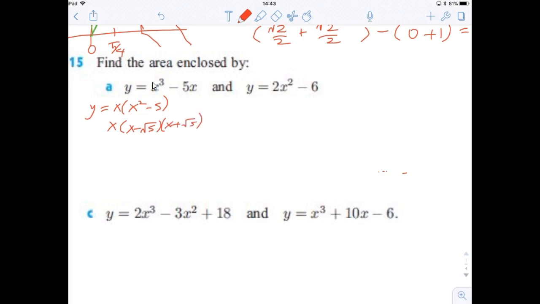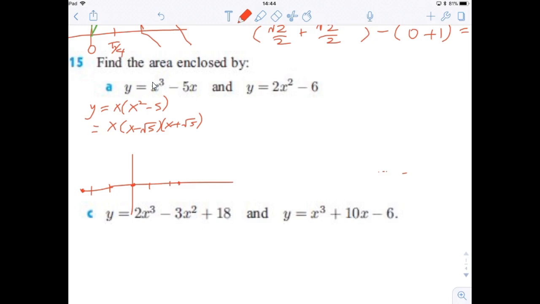Okay. So that's the factorization of x cubed minus 5x. So I know that it intersects the x-axis at 3 points: at 0, at positive square root of 5, and negative square root of 5. Square root of 5 is about 2 something, okay? So there's one intersection there, and there's one intersection there.